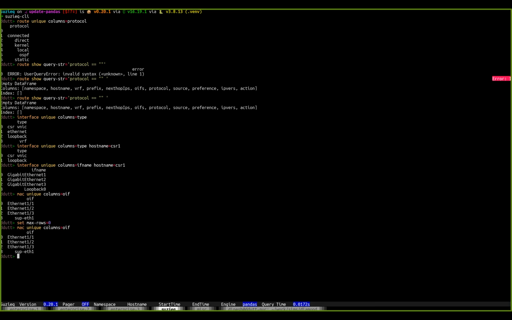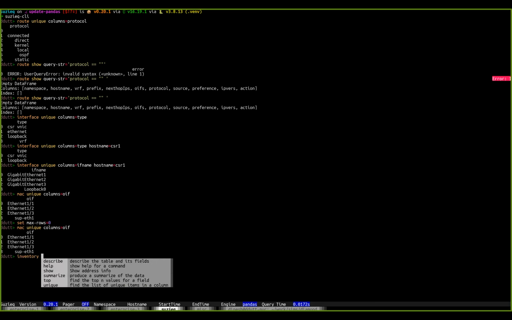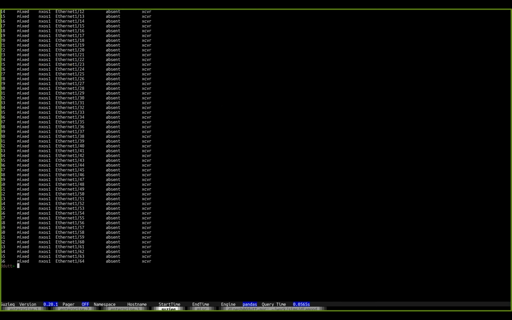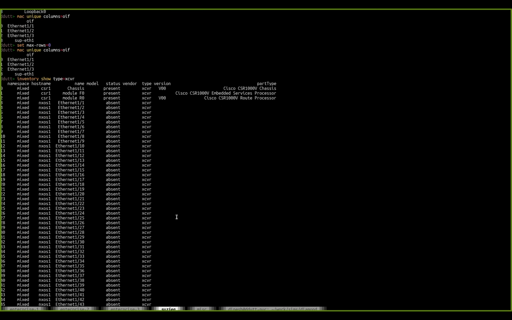I can't show you that, but the one to use for that is inventory. Type inventory show and say type equals transceiver, and you will get the output. In this particular case, you can see all the ones that are absent, and you can see what the actual transceiver type is. You get all the additional information here that way. This also covers power, fan, and if you've got a chassis, then all the chassis line card information, etc.